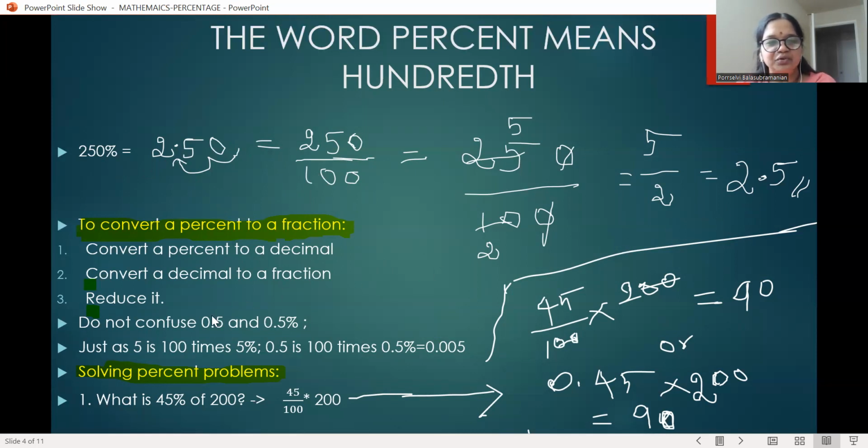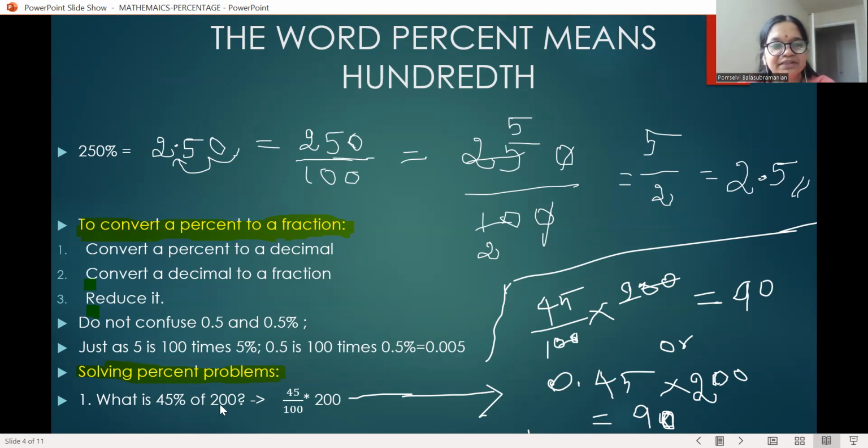Okay, so here do not confuse 0.5 and 0.5%. Already I have told you, when you put the percentage symbol, you have to write it as a fraction, 0.5 divided by 100. Okay, just as 5 is 100 times 5%, 0.5 is 100 times 0.5%. It's equal to 0.005.